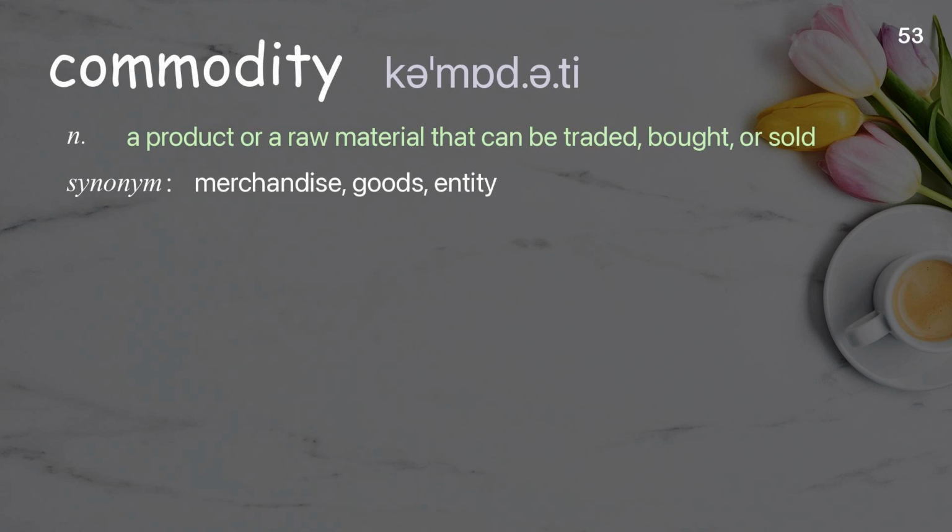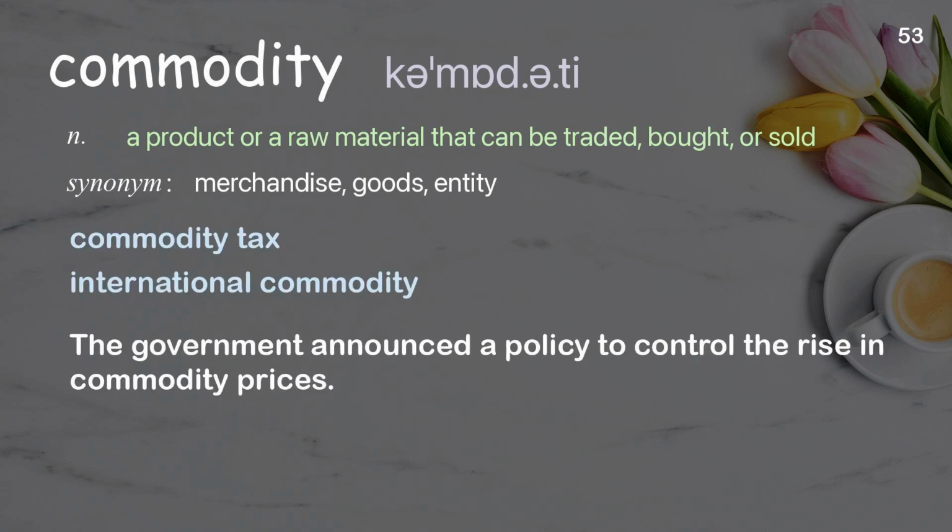Commodity. A product or a raw material that can be traded, bought, or sold. Examples: Commodity tax. International commodity. The government announced a policy to control the rise in commodity prices.